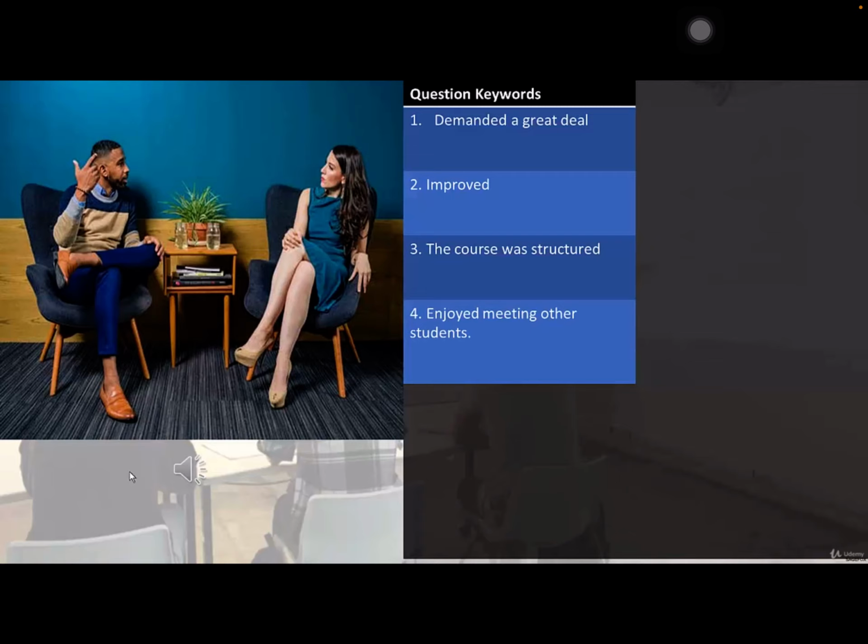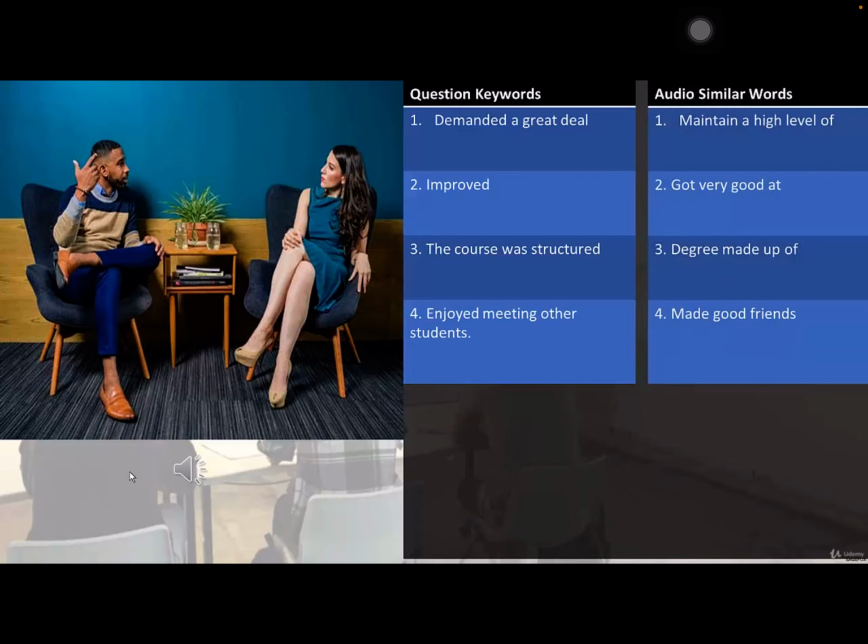All right, let's look at the answer choices. So for number 1, maintain a high level. Number 2, for improved, got very good at. For number 3, the course was structured, and you put degree made up of. Now also for number 3, you could have put, the woman said with the course, you've got to do it all in one go. And so saying you've got to do it all in one go is also another way of saying how the course was structured.